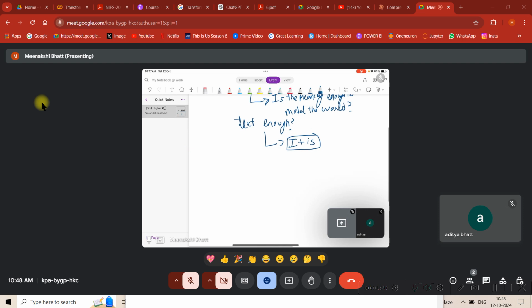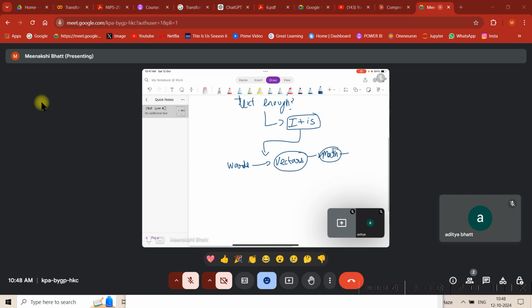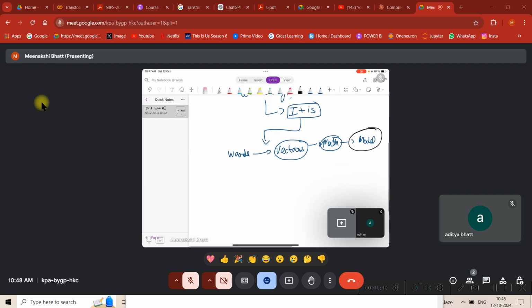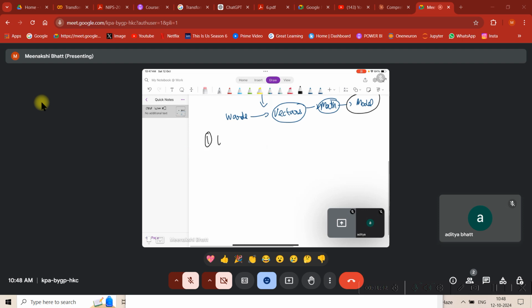The next point we need to know is that words need to be converted into vectors so that we can apply any mathematical operation on top of them and create any model. So the first thing is Word2Vec. This paper was released in 2013, by Google.